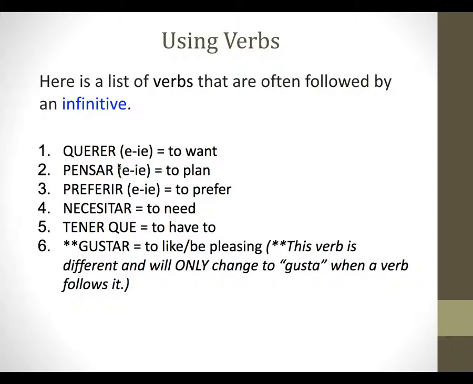So I want you to pause the video. I want you to put all of the details here. Querer, E to IE, means to want. Okay, pause the video and finish Part B.